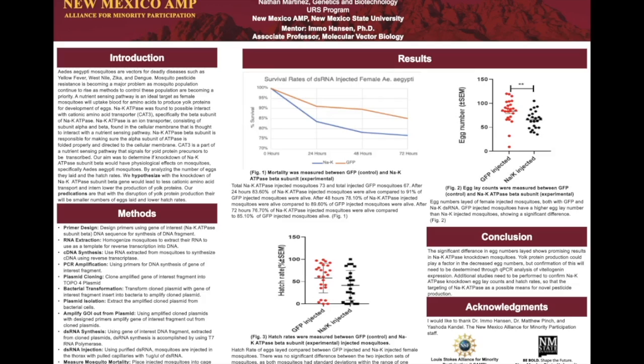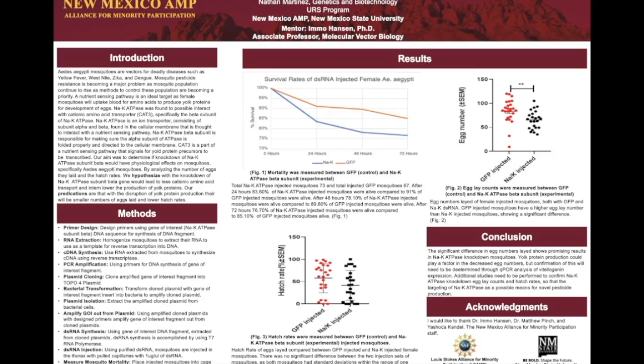Our aim was to determine if the knockdown of sodium potassium ATPase beta subunit would have physiological effects on mosquitoes, specifically Aedes aegypti mosquitoes, by analyzing the number of eggs they laid and the hatch rates of these eggs. We hypothesized that the knockdown of the sodium potassium ATPase subunit beta gene would lead to less cationic amino acid transport and in turn lower the production of yolk proteins.